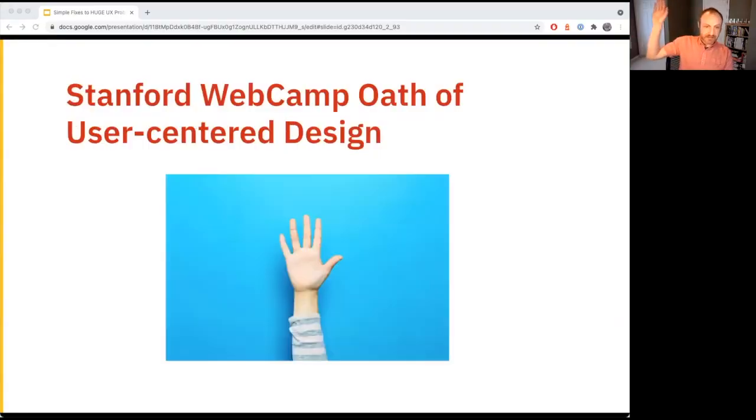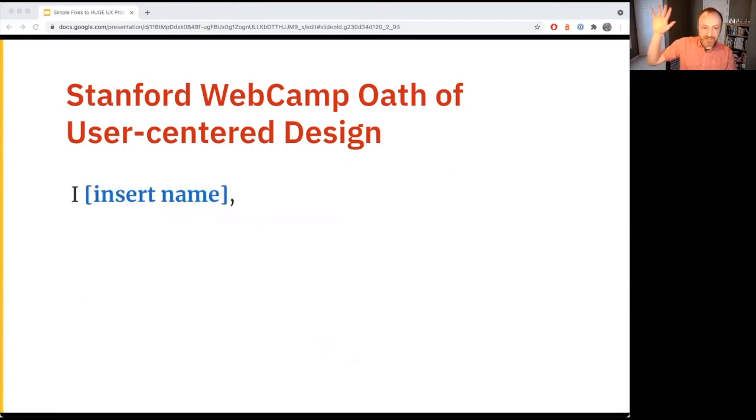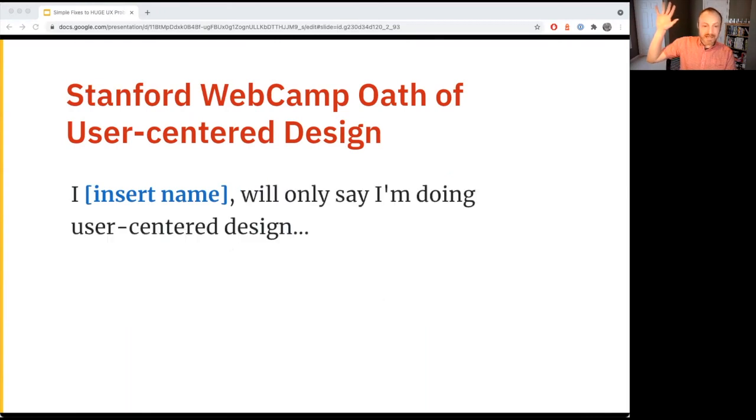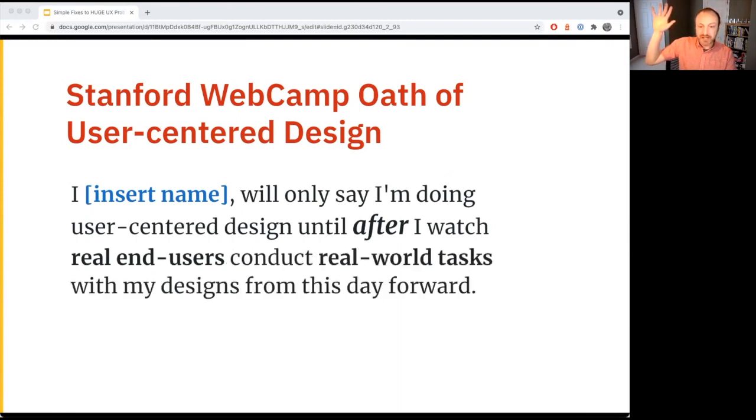I want everyone to raise their right hand. So this is the Stanford WebCamp Oath of User-Centered Design. All right. And also go grab the closest Steve Jobs biography. I know you all have them laying around. Yeah, that's right. Put your other hand on there, I guess. And I want you to say out loud, I, insert your name. I can see some of your video faces. So although you're on mute, I will only say I'm doing user-centered design until after, there's the keyword, I watch real end users conduct real world tasks with my designs from this day forward. Okay, you can put your hands down.